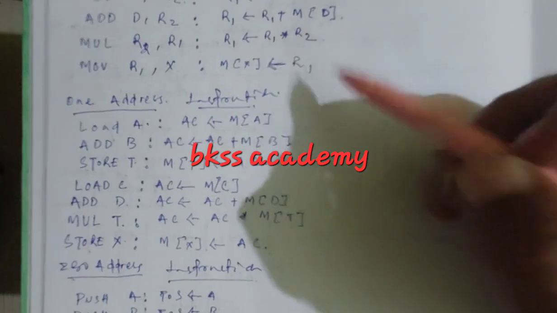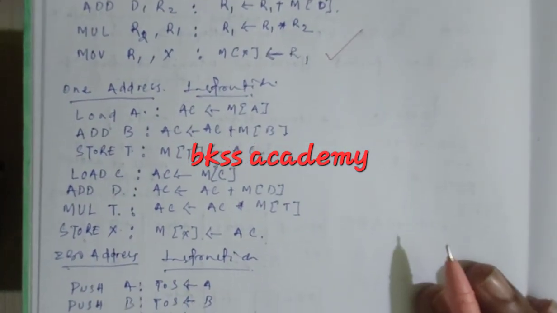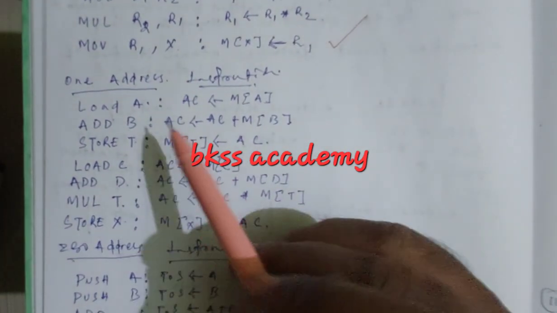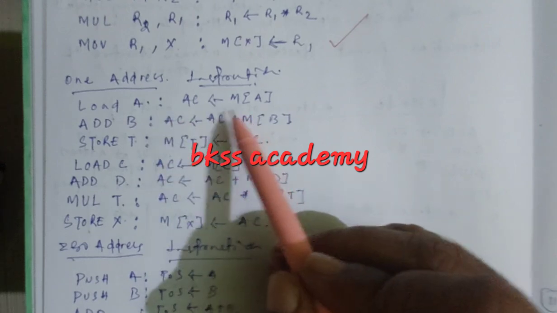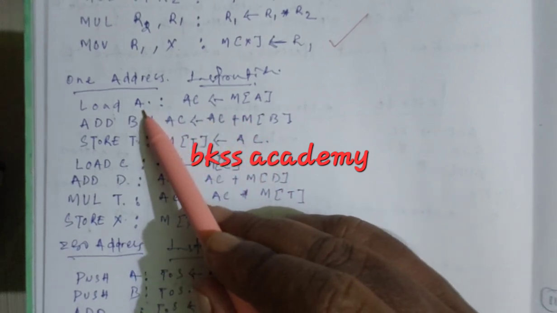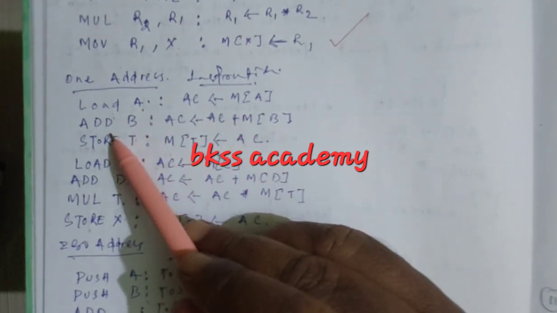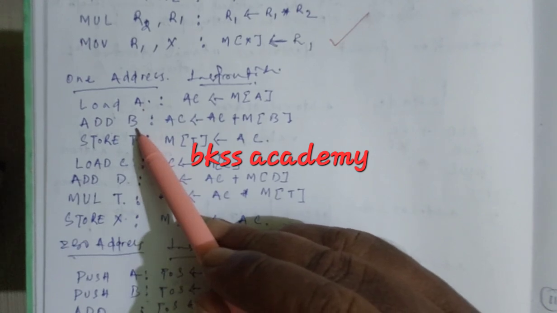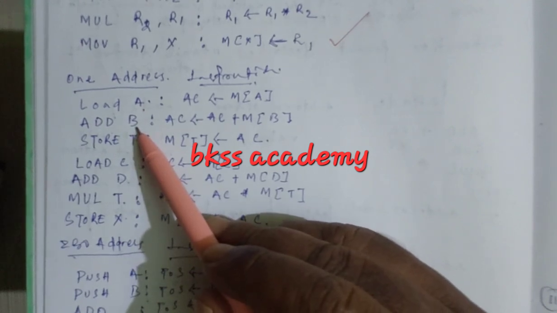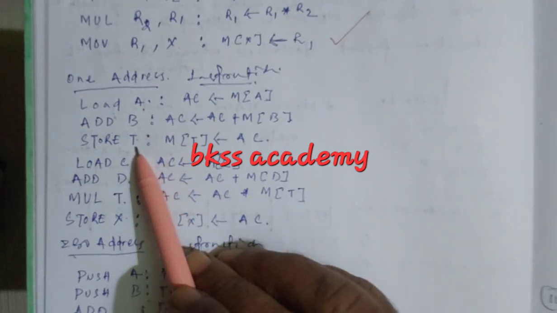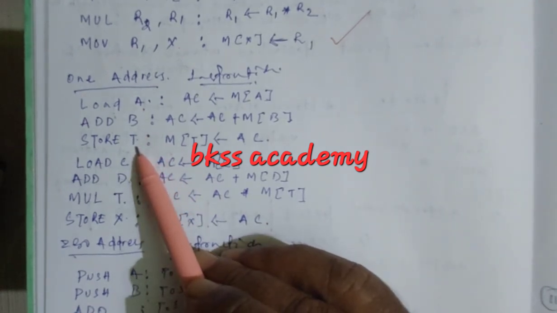Similarly, 1 address format. Load a, that means the a value will be loaded into the accumulator. Add b, that means b will be added with the accumulator and stored in the accumulator. Store t, that means the accumulator will be stored into t.